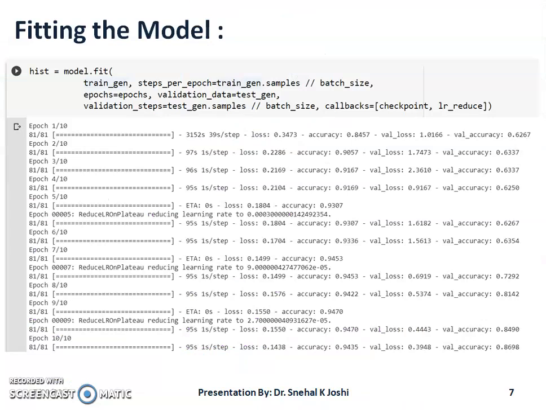As we saw in our last lecture, we fit the model and we can observe the loss and accuracy for the training set as well as for the validation set. We executed 10 epochs, and for each epoch we executed 81 batches, each having a batch size of 64 images. So let us go ahead and talk about the performance evaluation of our model and result analysis.